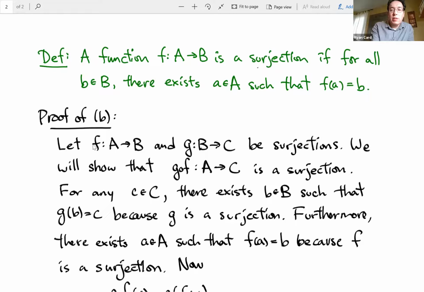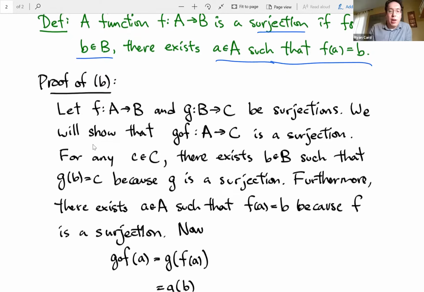A function is a surjection if for all b in the output, there exists a such that f of a is equal to that number b. Okay, all right, so let's prove it.